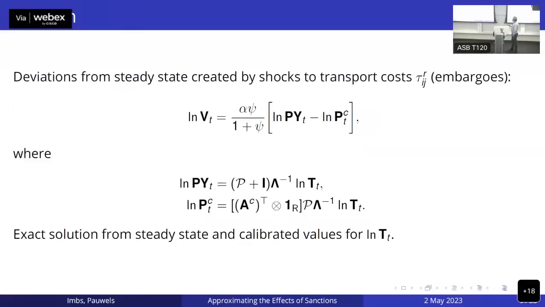So the solution that we are getting essentially is a vector of value-added response. It's a vector because it's value-added response at country-sector level. And that basically depends on two things. We've got the nominal output response, so this is a response of nominal output across country sectors. And it's corrected for the response of CPI, which is a country-level CPI response.